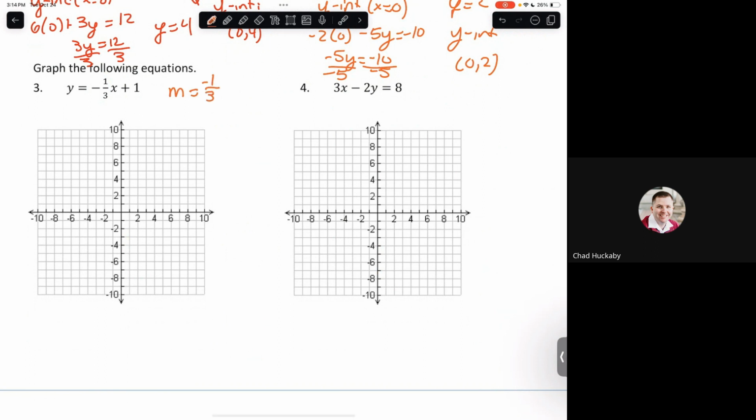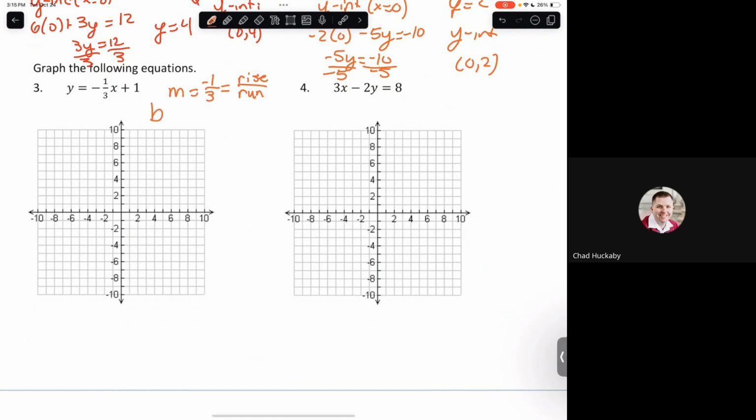Negative 1/3. Well, that's our rise over run. So if we can find one point that we can graph, we can use the rise and run to be able to graph another point and then draw the line.